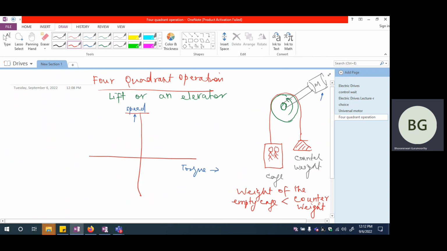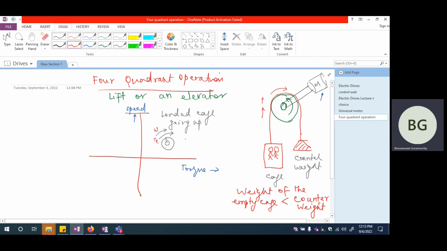So let us say there are a few people who have got into the cage and they want to go up. When they want to go up, this cage is going to be heavier than the counterweight. So the gravity will automatically pull it down. So unless I generate a torque in this direction so that the cage is taken up, I'm not going to be able to move the cage up. So when a loaded cage is going up, where loaded cage means people are sitting inside, we are going to have the torque produced in this direction, the speed also in this direction. So both are going to be aiding each other.